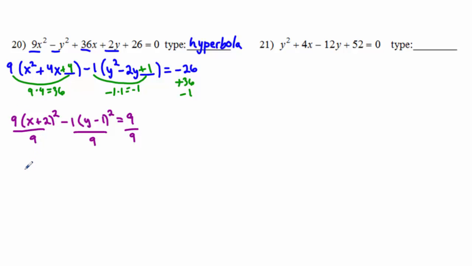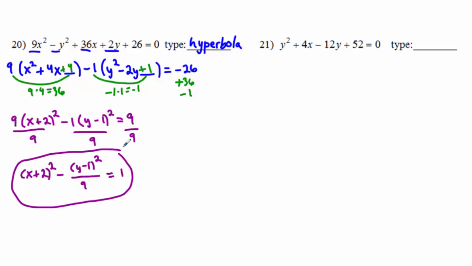9 over 9 completely cancels, so we can just write that as (x + 2)². The 1 over the 9 doesn't simplify, but we don't need to write the 1 in front. So that'd be (y − 1)² over 9, and it equals 1, so this is our answer.